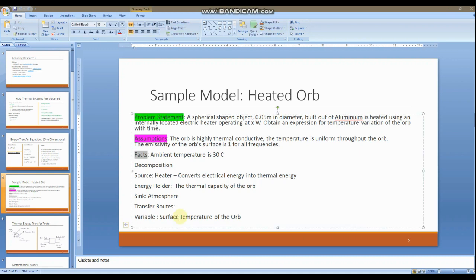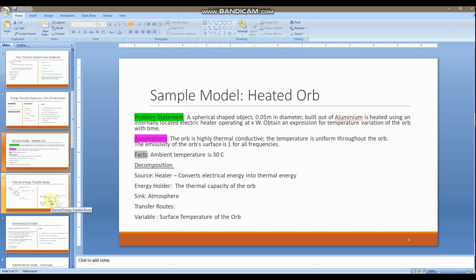And you can even disregard the surface thing. Even if you take the variable as just the temperature of the orb, that would be fine, since due to this assumption, the temperature would be the same throughout the entirety of the orb and surface as well. Right. So let's move on.